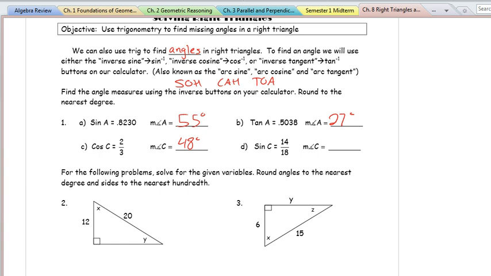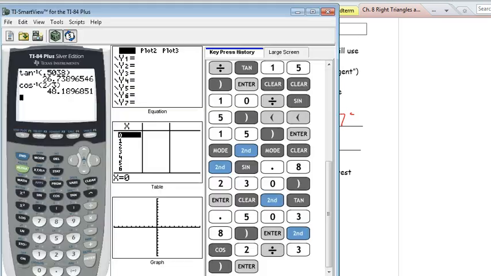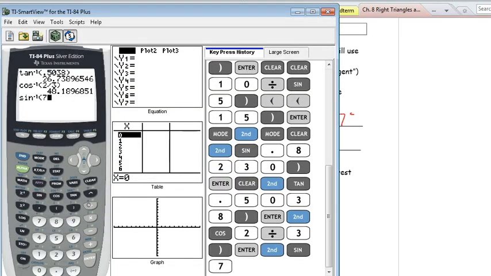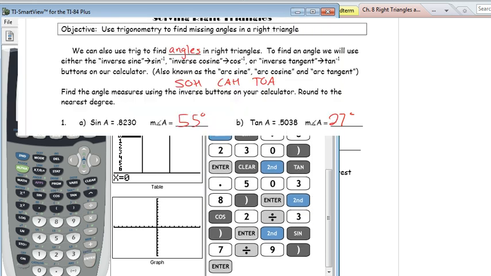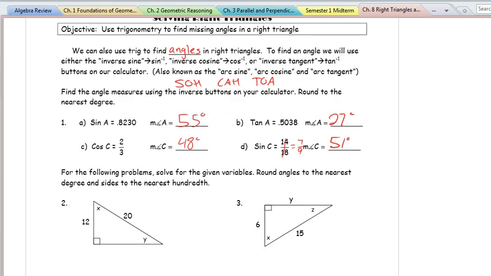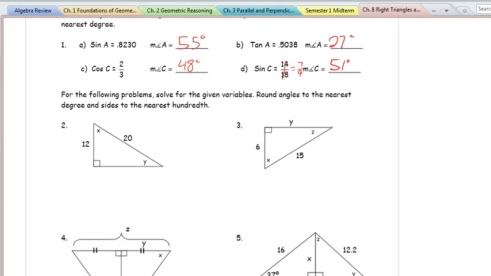And the sine of 14/18, we should always really reduce that to 7/9. Doesn't matter if it's reduced or not because the calculator reduces it for you, but it's a good habit. So the inverse sine of 7/9. Tell me what angle that would be, and it's about 51 degrees. So again, it's just taking the ratios and computing an angle based on it. Okay, so pretty cool stuff that the calculator can do for us.